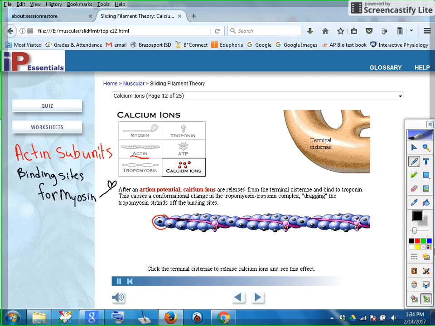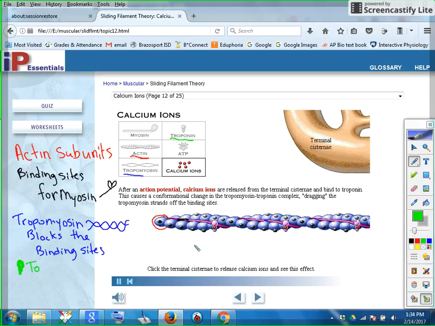This skinny looking rope stuff here, that is the tropomyosin. And the tropomyosin blocks the binding sites. Okay, the troponin is that long stuff like that. All right, and then we have these upside down snowmen. Okay, these upside down snowmen are called troponin. T-R-O-P-O-N-I-N. And the troponin is the switch, the control switch.